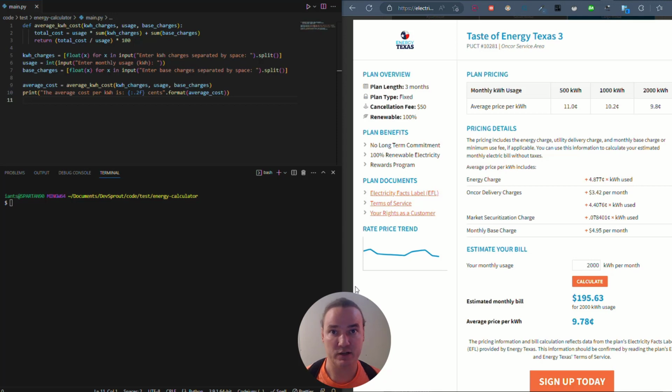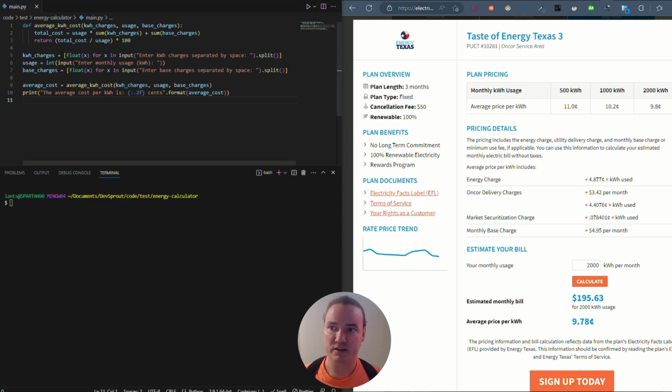Others don't have that, and so for the ones that don't have it, I have created a little calculator in Python that allows you to calculate your potential monthly kilowatt hour price. So let's go ahead and take a look at it. Here's the code on the left here.